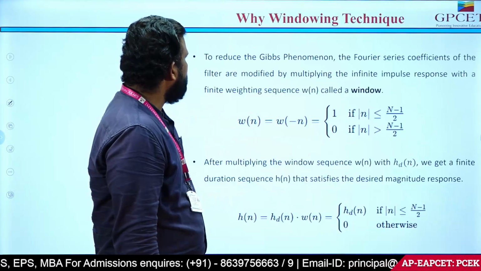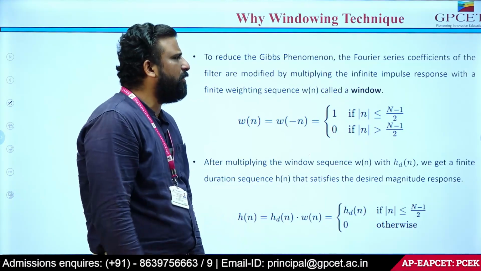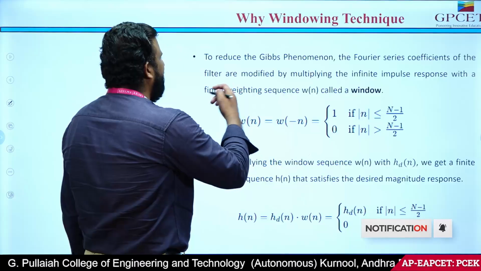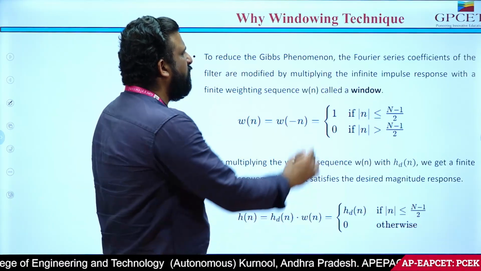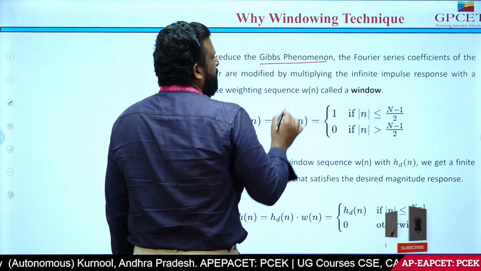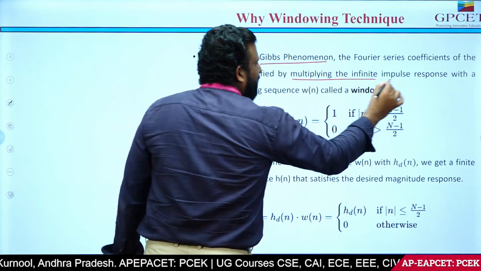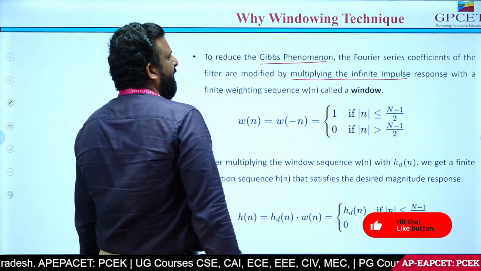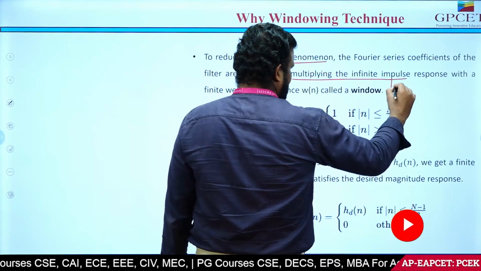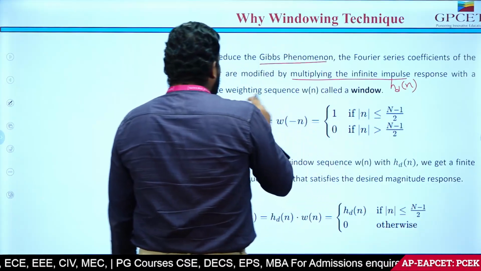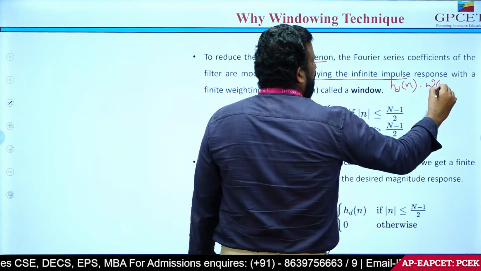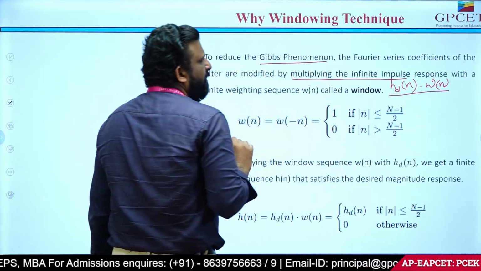Fine. Now, why is this windowing technique used? I already told you, because of the presence of the Gibbs phenomenon in the Fourier series method. We will recall, to reduce the Gibbs phenomenon, the Fourier series coefficients of the filters are modified. How is the Gibbs phenomenon reduced? It is reduced by multiplying the infinite impulse response, that is hd of n, with a finite weighting sequence w of n. So hd of n into w of n. This process is said to be the windowing technique.